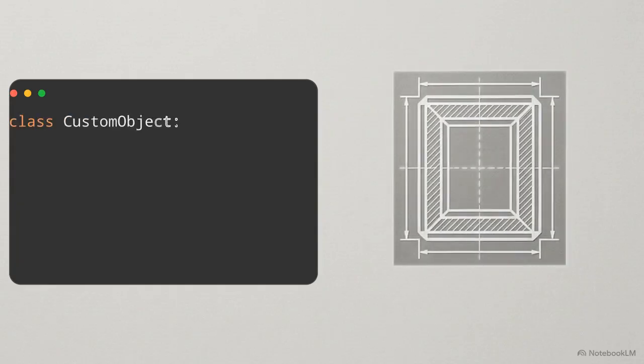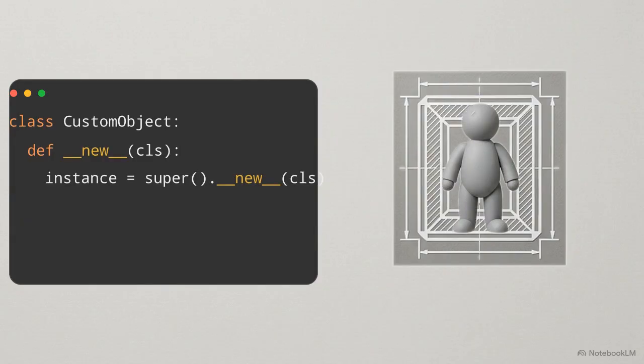This code window sets up our molding machine. We declare a custom object and define the dunder new instruction. Then, a specific line commands the machinery to stamp out the blank shape, calling the main system to create our empty toy. There is an absolute rule.